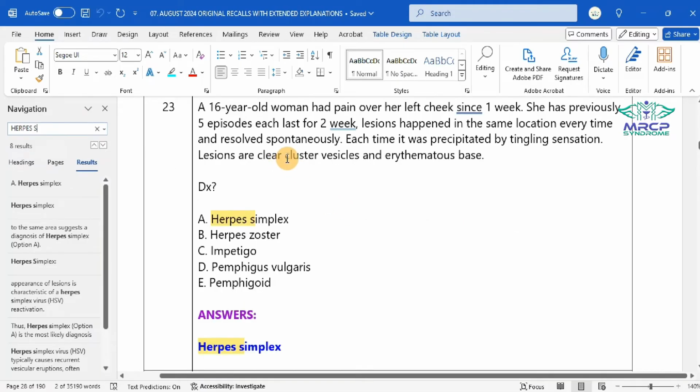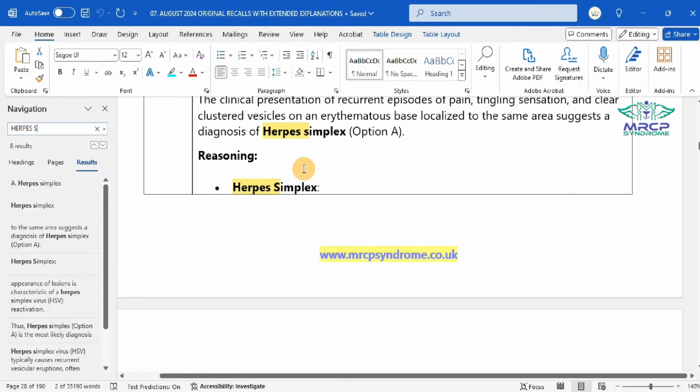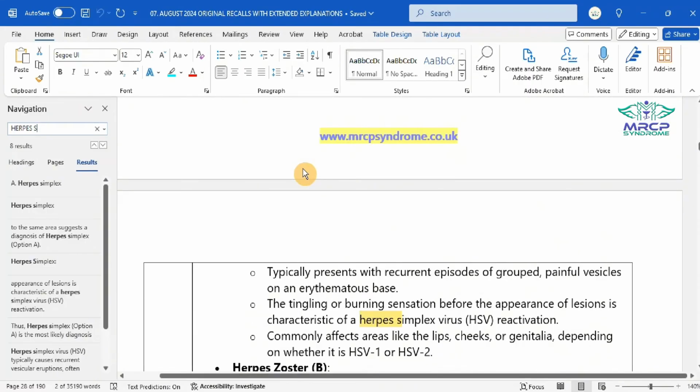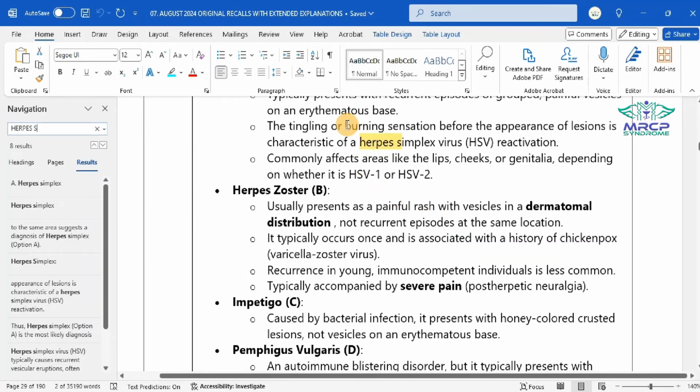The lesions are clear clustered vesicles on an erythematous base, and it was very difficult to tell whether this was herpes simplex or herpes zoster, and the most likely diagnosis was herpes simplex. So usually in case of herpes simplex, there would be recurrent episodes of grouped painful vesicles on an erythematous base, and a tingling and burning sensation before the appearance of the lesion. It can also occur in case of herpes simplex virus reactivation.